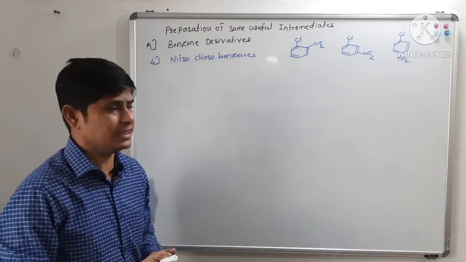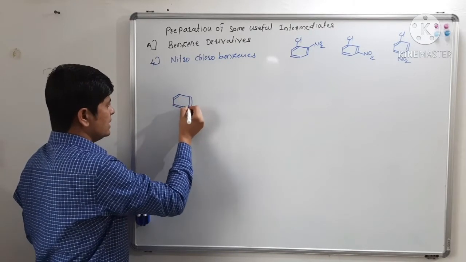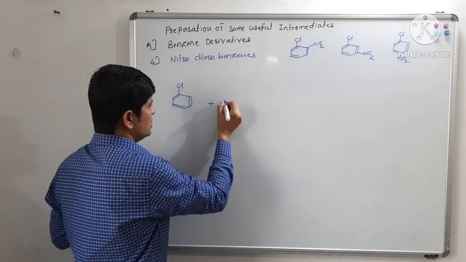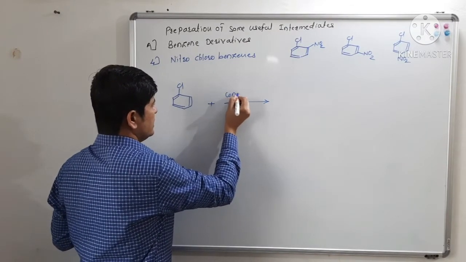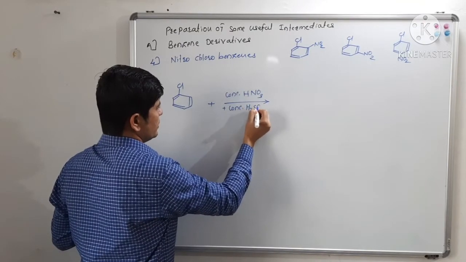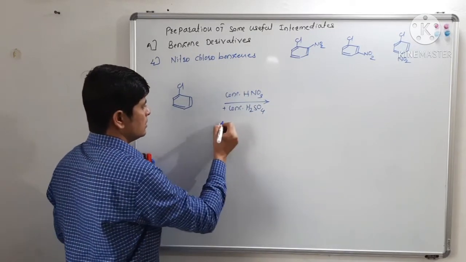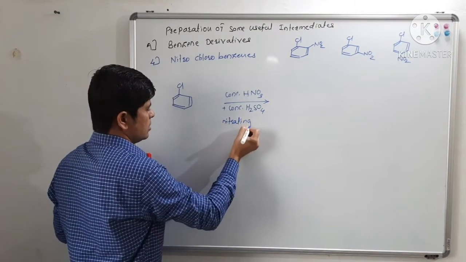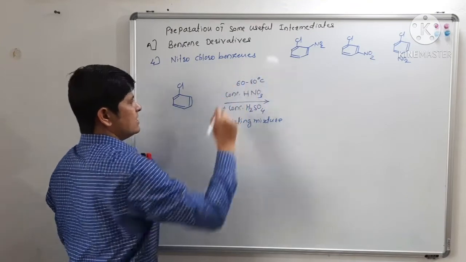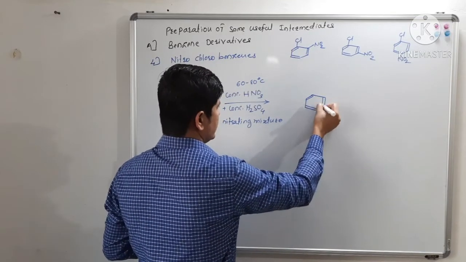How can we prepare them? Let us see. For the preparation of nitrochlorobenzene, we will take chlorobenzene as a starting material. This chlorobenzene is reacted with concentrated nitric acid plus concentrated sulfuric acid, that means chlorobenzene is treated with nitrating mixture around 60 to 80 degrees Celsius. So what will we get? We will get a mixture of products.